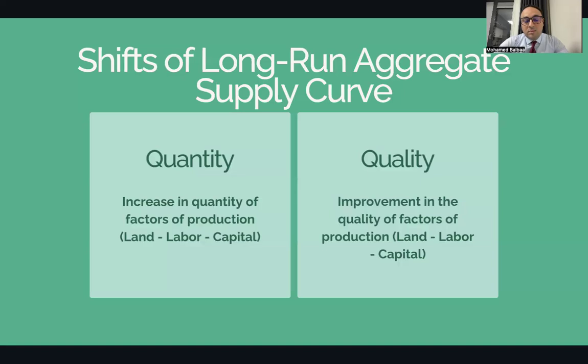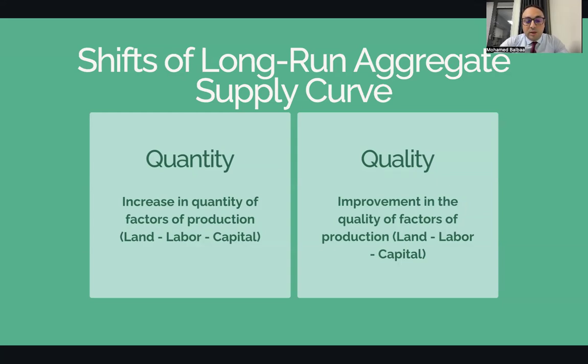So, increasing the quantity of factors of production, like land. How can we increase the quantity of land? By reusing the unused land in our economy, in our country. There are some pieces of land that are misused or not used efficiently, so we try to find different ways to use them, to make them useful and productive.